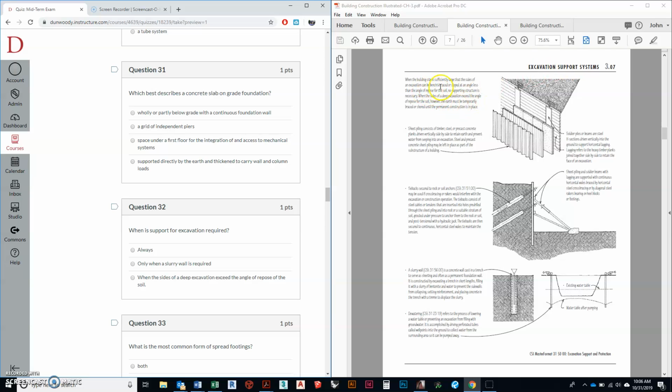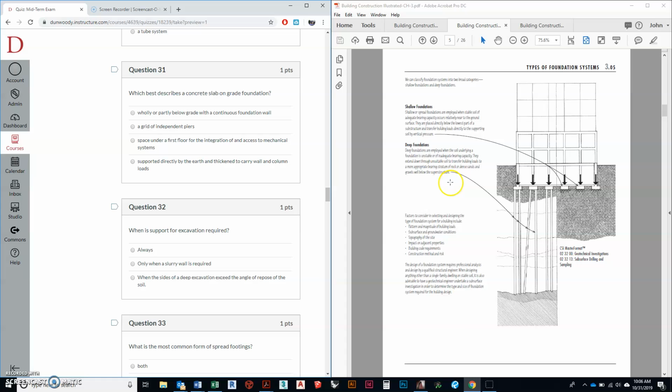Excavation support system. This is when it's sufficiently, excavation can be benched, terraced, or sloped at an angle less than the angle of repose. So we're talking about angle of repose, or some other kind of system. When is it required? Only when a slurry wall is required or when the sides of a deep excavation exceed the angle of repose of the soil. A slurry wall is just a type of support system. This best describes when that support is required, when the sides of a deep excavation exceed the angle of repose of the soil.